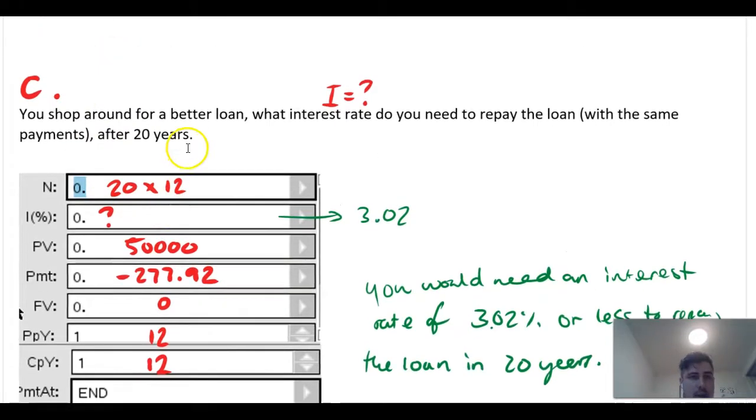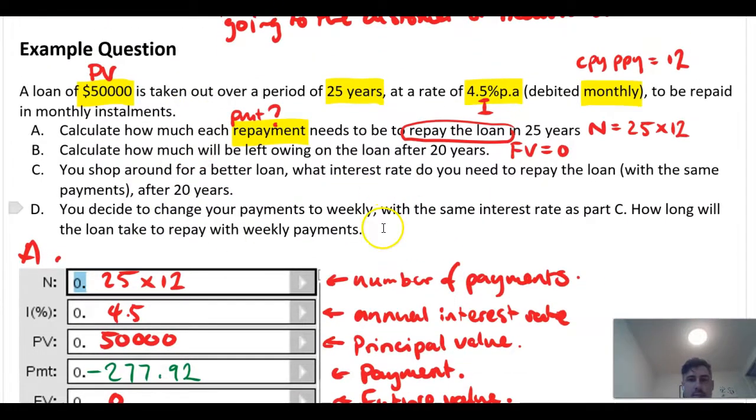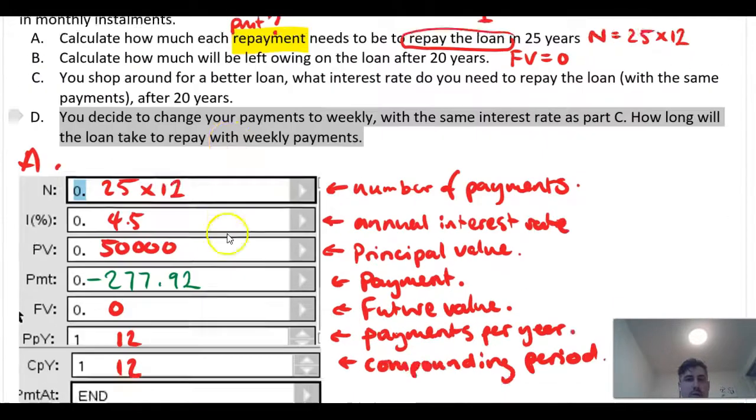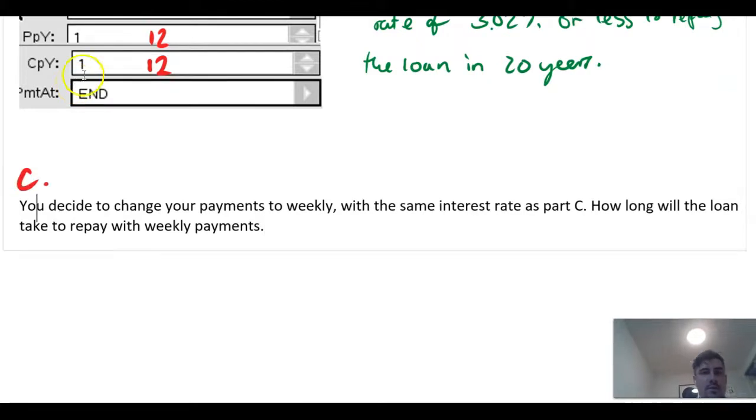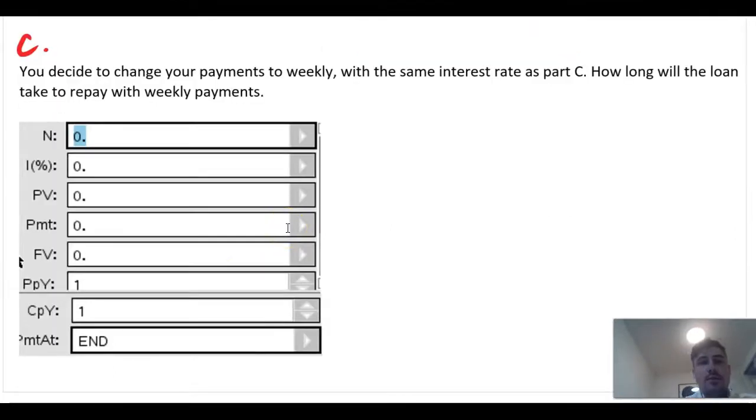Okay. Lastly, we're going to do part D, which is that we want to change our repayments to weekly with the same interest rate. How will that affect the amount of time? So let's just have a look at that one. This is quite a common thing to do with loans. I know that most banks offer the ability to change it to weekly or fortnightly, which actually works quite well with people's payment schedules as well. So once again, this is a how long question. So N is actually the question mark here.